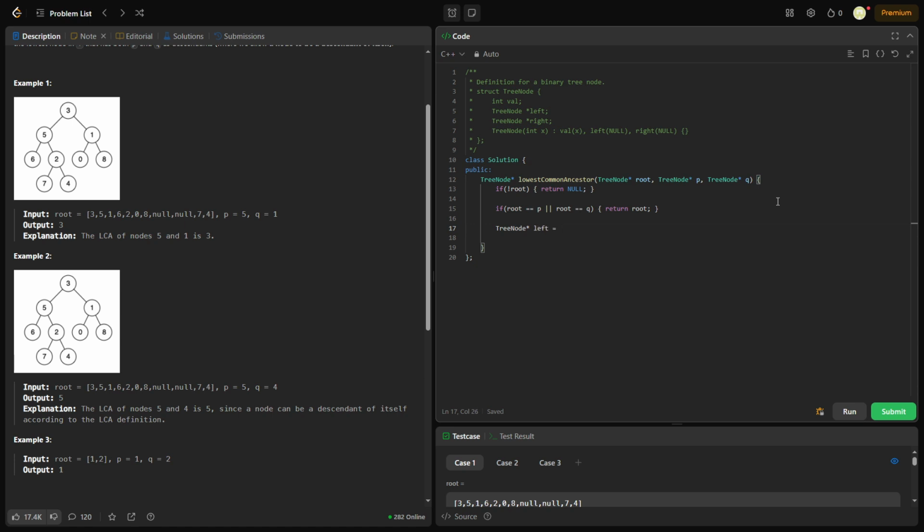And then this is where we basically go on the left subtree and the right subtree, right? So we're going to say left equals lowest common ancestor of left, P, Q. We're going to copy this just so I don't have to write it. I'm a little bit lazy. We all get a little bit lazy sometimes. So this is going to be for the right subtree. So we're going to say right, go here, this, okay.